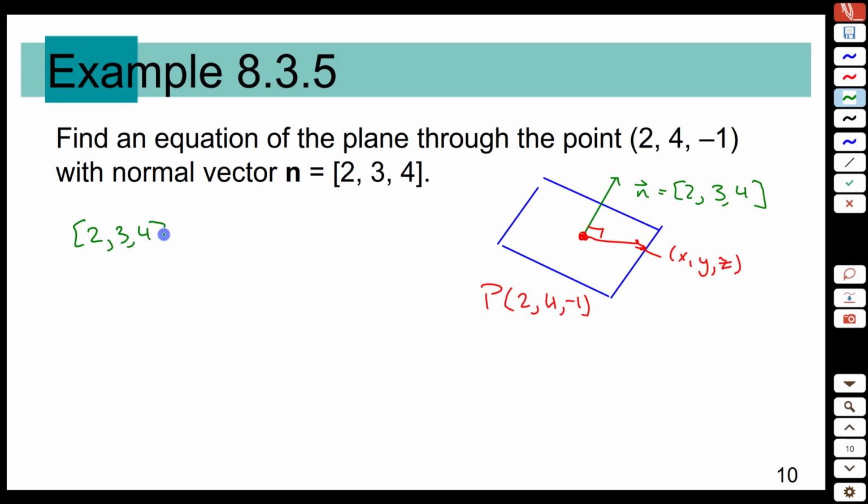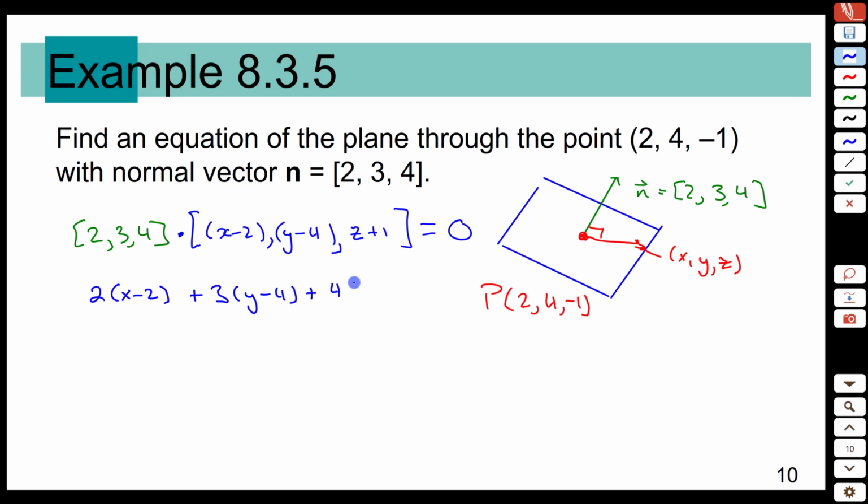We have the vector 2, 3, 4, and if we dot that with square brackets, this vector here, well, that vector is this point minus that point. So it's the vector of x minus 2, comma y minus 4, comma z minus minus 1, so z plus 1. And that dot product would have to equal 0. All right, we can then expand this out. We get 2 times x minus 2, 3 times y minus 4, and 4 times z plus 1 equals 0.